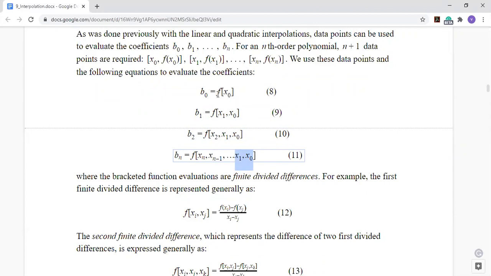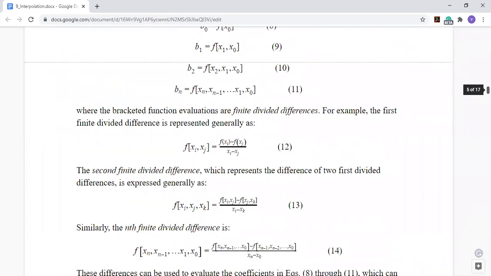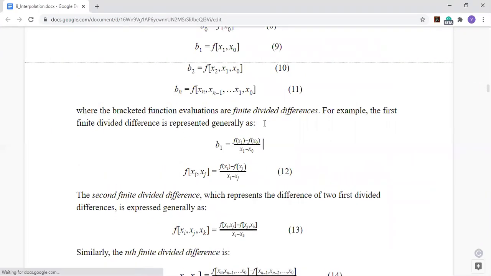So f of x0 is going to be given in the question. Then f of x1 and x0 is simply this function here. So in place of x1 and x0, we are using i and j. So f of xi comma xj is simply given by this relationship. So if you look up here, for B1, I said B1 is a function of x1 and x0. If you look at the structure here, it is the same thing as the structure here. So that's why it says that the function of xi comma xj is given by this relationship.